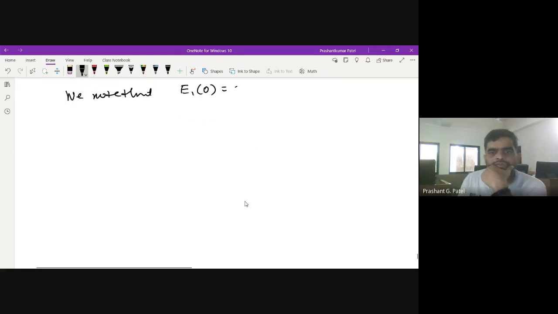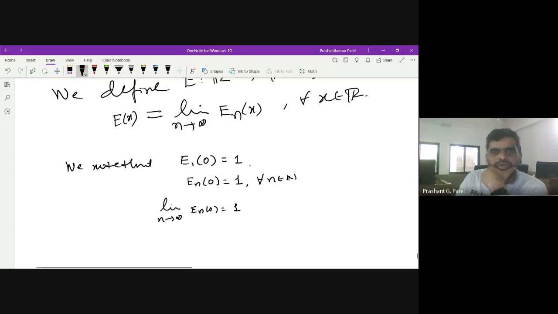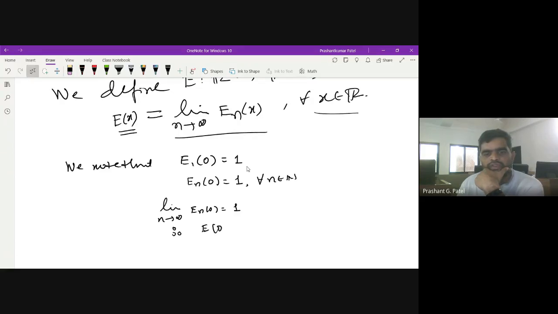E1 is 0, E1 is 1, and En of 0 is also 1 for all n belonging to N. And if I apply the limit as n tends to infinity, En of 0 is also 1. And due to this statement, that is E of x is equal to this limit for any x, in particular it is 0 here. So that means E of 0 is equal to 1. So that completes the first thing.